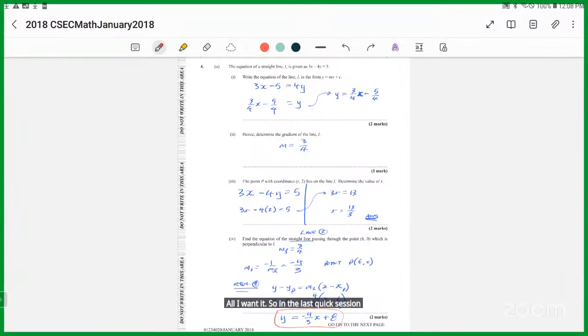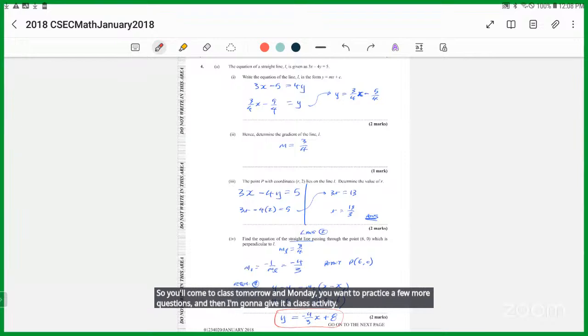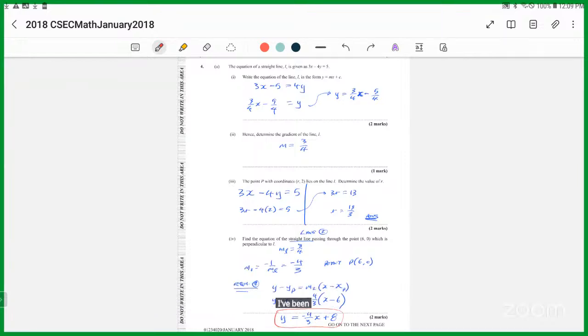We did 6 questions and that is it for today. Just need to go and redo the questions. Those who did it and got anything wrong, or if you did not do it, go and redo them. We're going to do the classwork tomorrow on this topic. So come to class tomorrow on Monday, I want to practice a few more questions and then I'm going to give the class activity. I'll be done with it tomorrow. Move on to linear programming on Wednesday, Thursday.